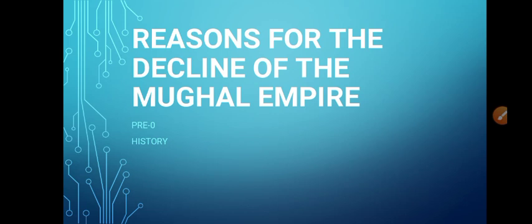Today we are going to learn the reasons for the decline of the Mughal Empire. As you know, the Mughal Empire was one of the strongest and most powerful dynasties of the world of that time. What were the reasons for the downfall? Let's have a look at them.